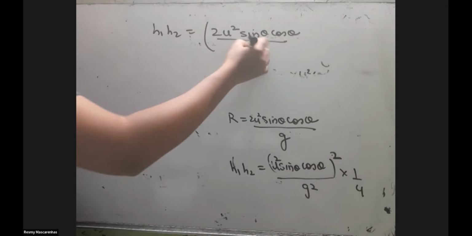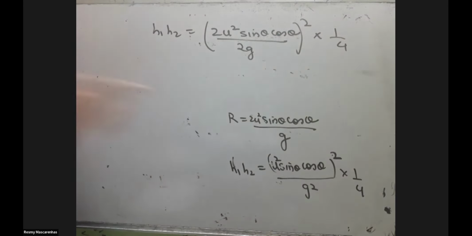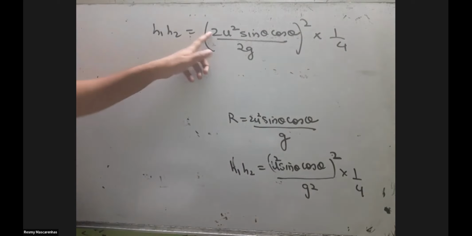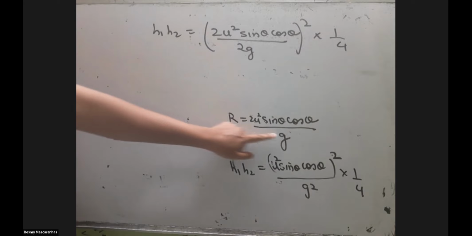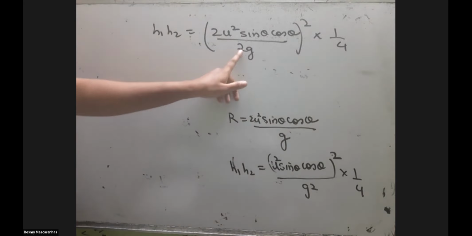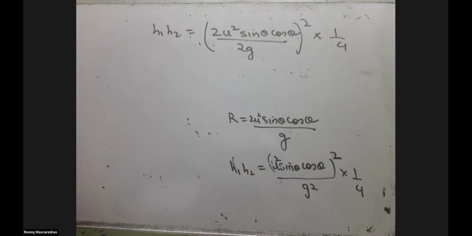So I'm balancing it with 2 square, 1 by 4. This 1 by 4 is there from the first one. I'm balancing so that it looks the same as this. But now what is the problem? I don't want this g down. I want a single g. I don't want this 2. So remove it out of the bracket.